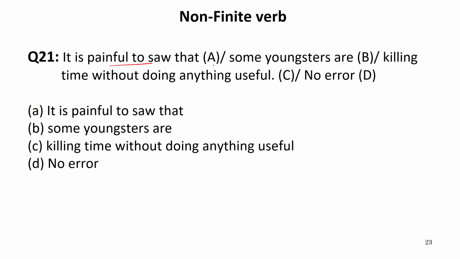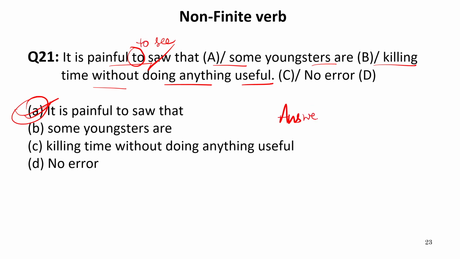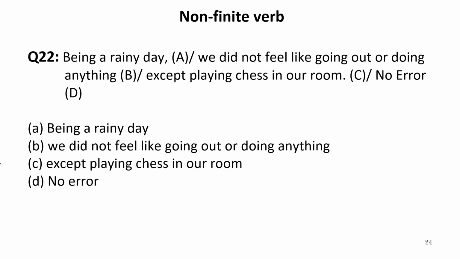It is painful to saw that some youngsters are killing time without doing anything useful. This is very simple again. After to preposition, we always use first form of verb. So this saw should be replaced with see. So the error is in part A. Answer is A. It should be to see, not to saw. Now let us move to the next one.